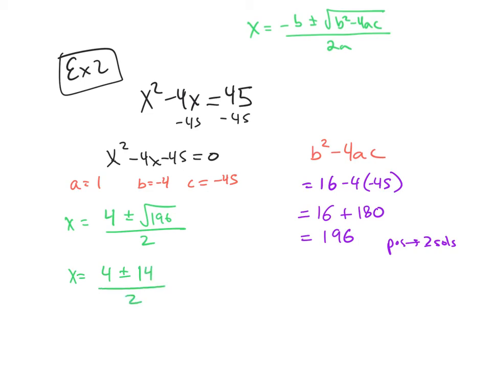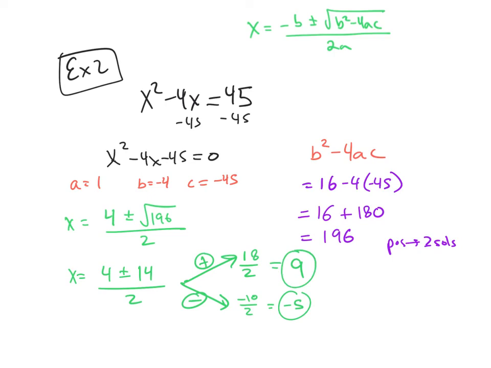And this is what we practiced the other day. We can split this up to get my 2 answers. I have 4 plus 14, which is 18, divided by 2. So this is my plus branch, and my answer there is 9. And then my minus branch here, 4 minus 14 would be negative 10 divided by 2, which is negative 5. Those are my 2 answers.